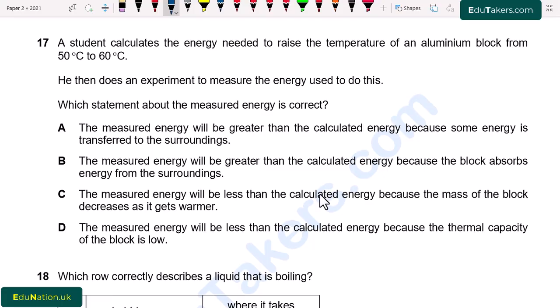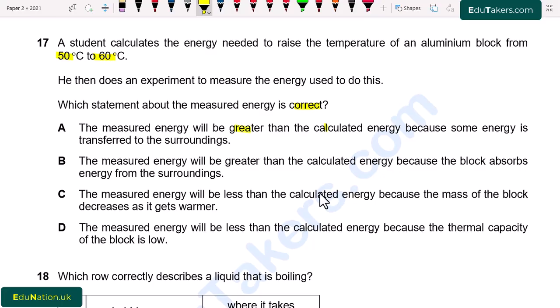Question number 17. A student calculates the energy needed to raise the temperature of an aluminum block from 50 degrees C to 60 degrees C. He then does an experiment to measure the energy used to do this. Which statement about the measured value is correct? So first of all, here is a student who calculates the energy needed to raise the temperature of the aluminum block, and then he also measured the value of the energy. So here is basically the comparison of the calculated energy and the measured energy values.